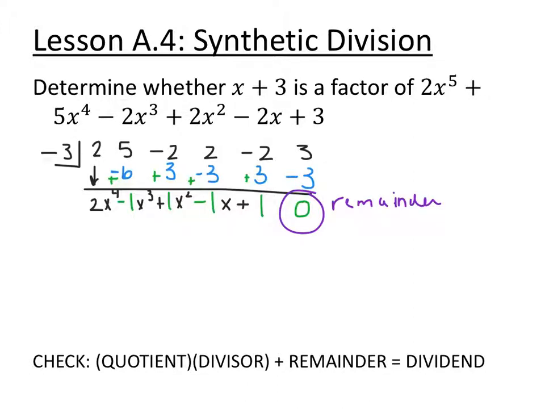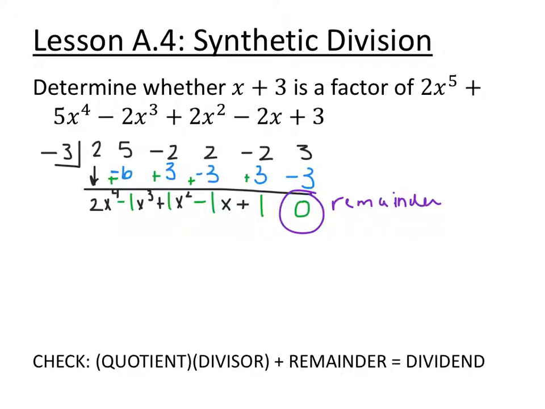So I bring down the 2 and then I multiply. Negative 3 times 2 is negative 6. Add 5 plus negative 6 is negative 1. Negative 3 times negative 1 is positive 3. Negative 2 plus 3 is positive 1. Negative 3 times 1 is negative 3. 2 plus negative 3 is negative 1. Negative 3 times negative 1 is positive 3. Negative 2 plus 3 is 1. Negative 3 times 1 is negative 3. 3 minus 3 is 0.